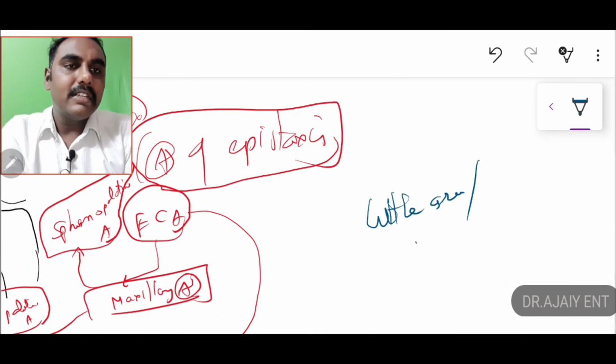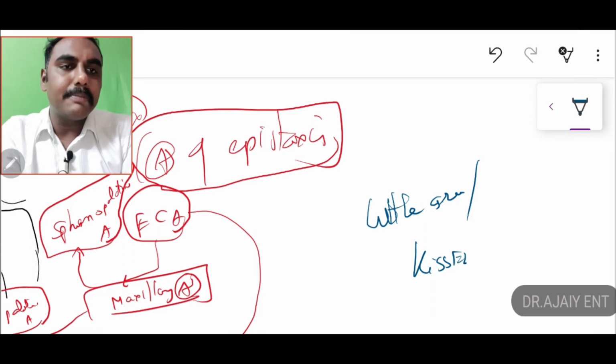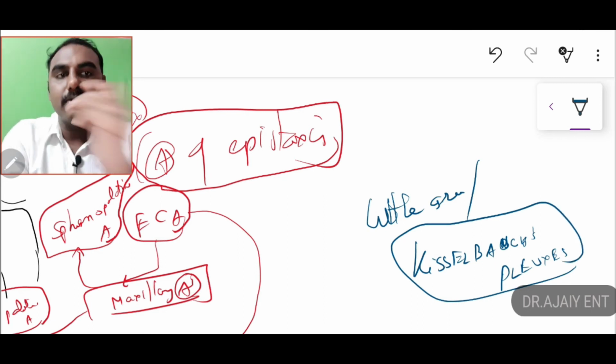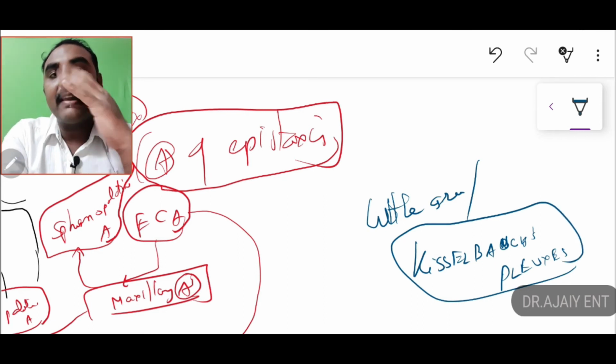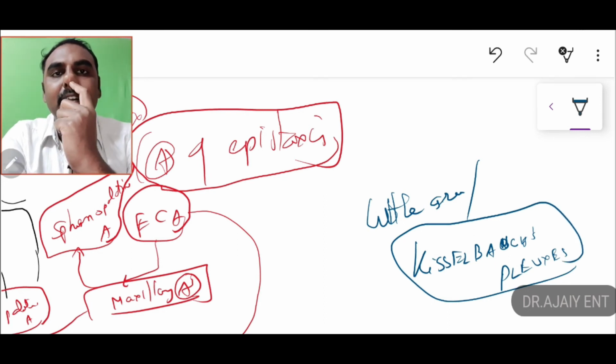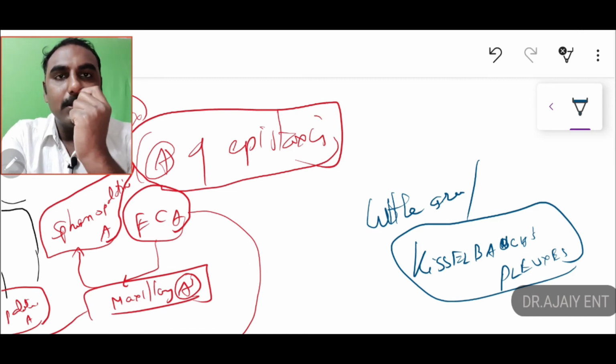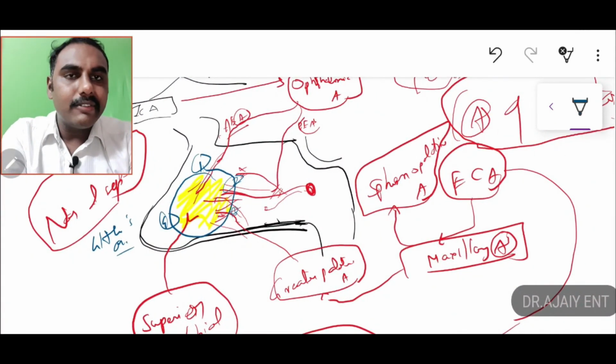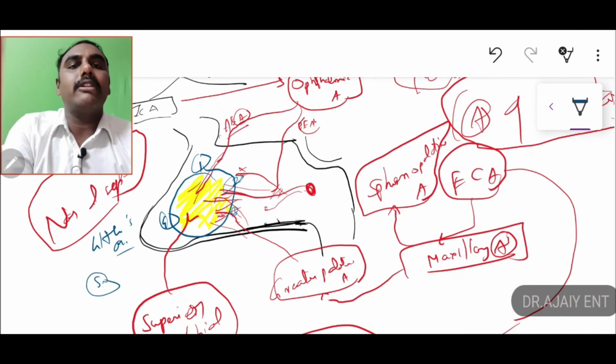Little's area is otherwise called Kiesselbach's plexus of the nose. It lies exactly in the area where I am touching, that is in the anterior and inferior part of the nasal septum. In this area there will be accumulation of these 4 arteries. What are the arteries here? A very important repeated MCQ and a very important short note.